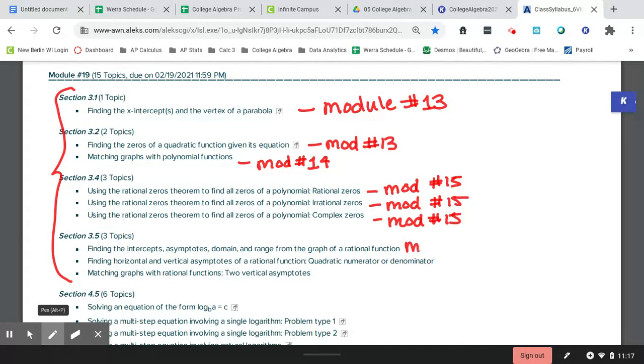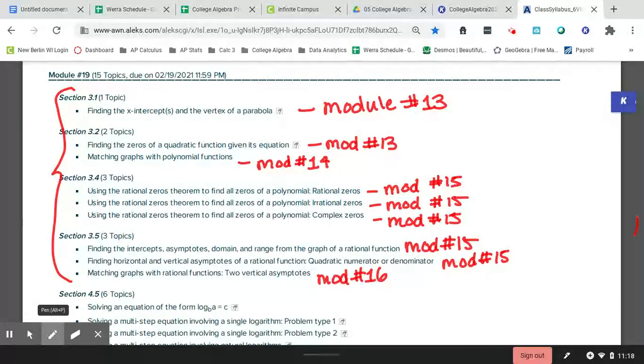This one is module 15. And this one is also module 15. And then the last one that's a repeat is from module 16. Okay, so I don't know why they decided to do this, but that's just what they've got. So we'll go with it, okay?